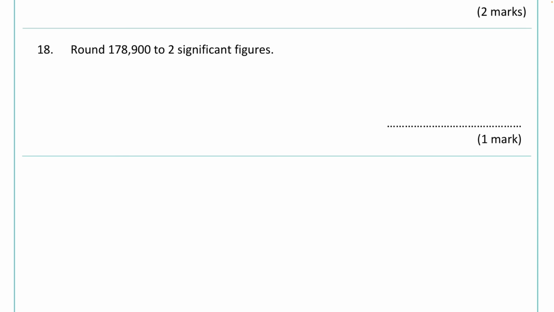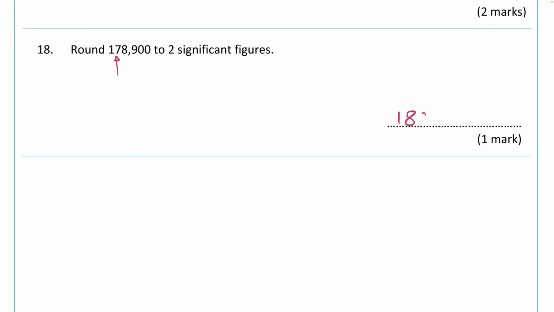Question 18 is asking us to round this number to two significant figures. So we want to find that second significant figure, which is the 7, and that's in the 10,000s position. So we're rounding this to the nearest 10,000. So it's either going to be 170,000 or 180,000. And this one is going to be 180,000 as there's an 8 after the 7.